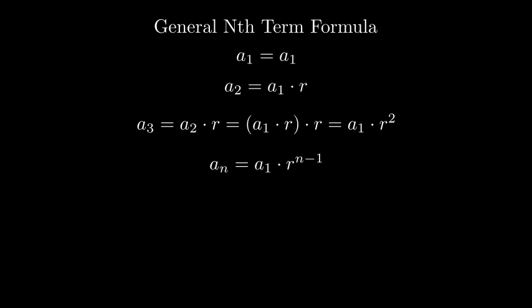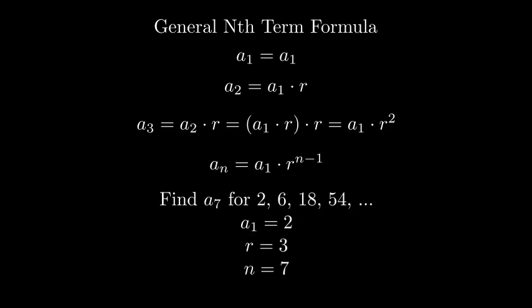Let's use this to find the seventh term of our example sequence, 2, 6, 18, 54. We need to find a sub 7. We know the first term, a sub 1, is 2. The common ratio r is 3, and the term number n is 7. Let's plug these values into our formula.